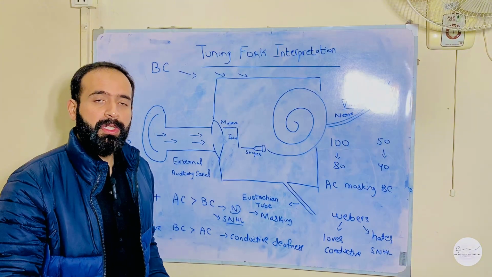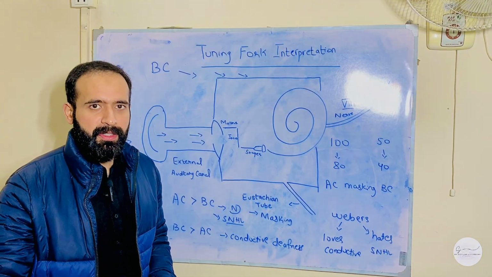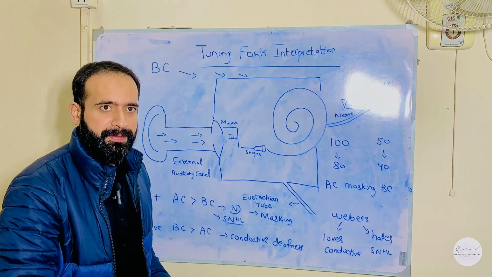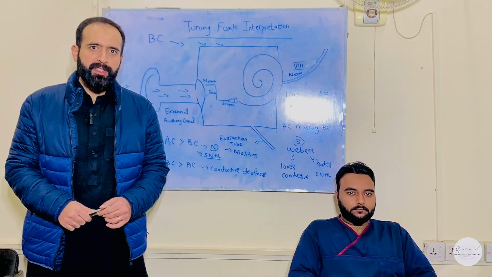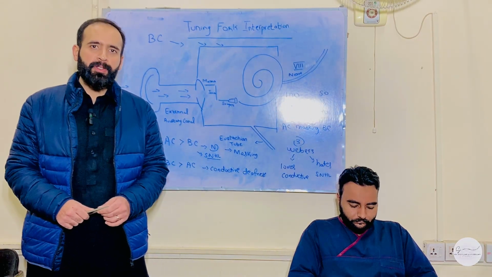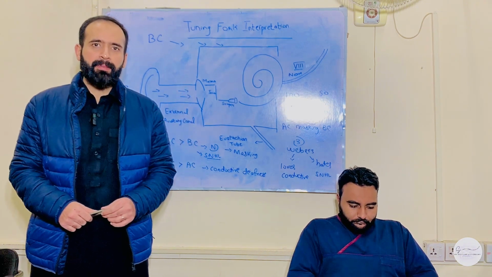So if Weber's is going towards, let's say, the right ear, it means that the right ear has conductive deafness, or the left ear has sensorineural deafness. Proceeding on with the interpretations, there are 5 possible ways in which Rinne's and Weber's can present to you in clinical practice. So let us take the 5 scenarios and dissect them out.